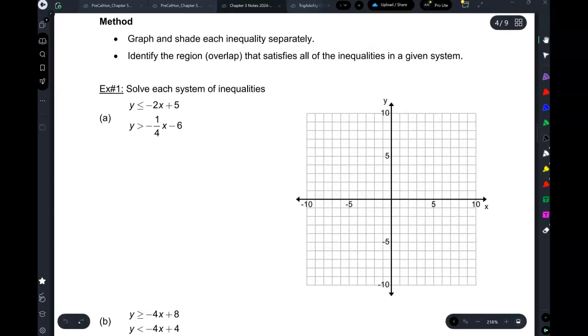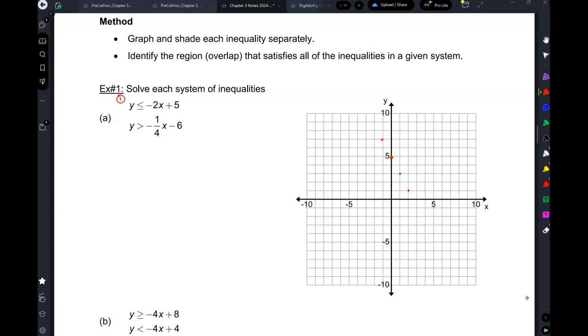So take a look at this one. We've seen one like this before, right? But now we just have two on top of each other. So first I'm going to graph this one. y is less than or equal to negative 2x plus 5. So that has a y-intercept here, and then I go down 2 over 1.